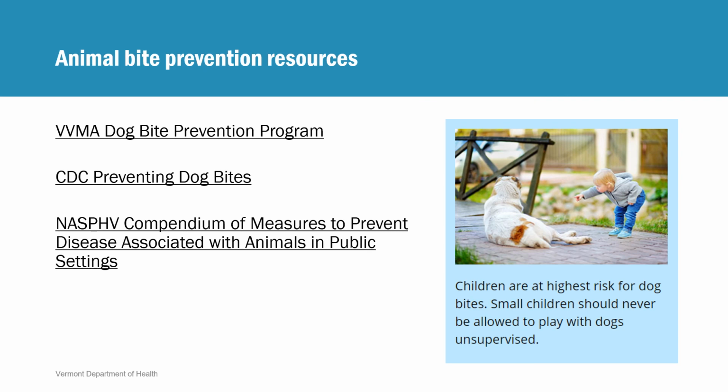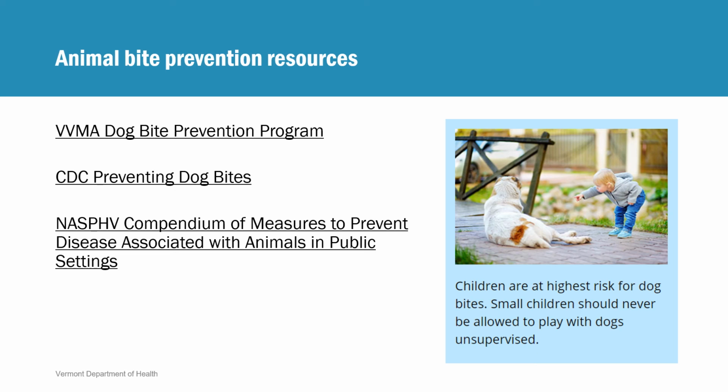We talk so much about what to do after a dog or cat bite that I don't want to forget that prevention is really key. Here are just some resources that you can consult to help with dog bite prevention in your community. The first is a new resource that the Vermont Veterinary Medical Association has put together. It's called the Dog Bite Prevention Program. Through this program, schools can request dog bite prevention presentations for children given by Vermont veterinarians.